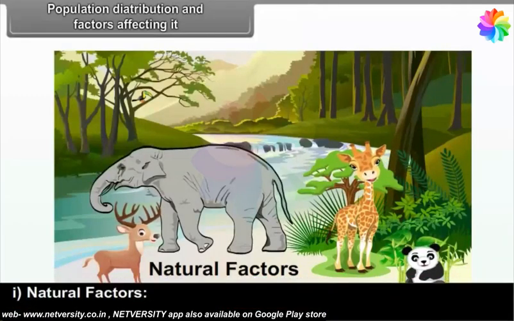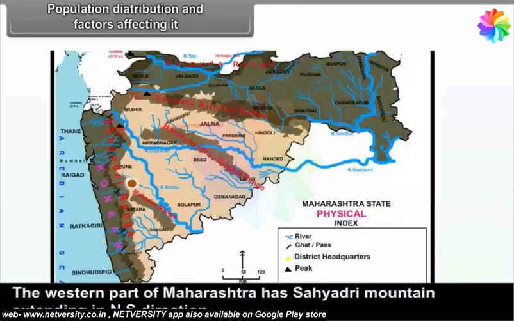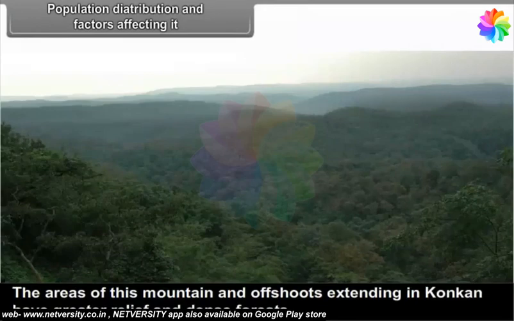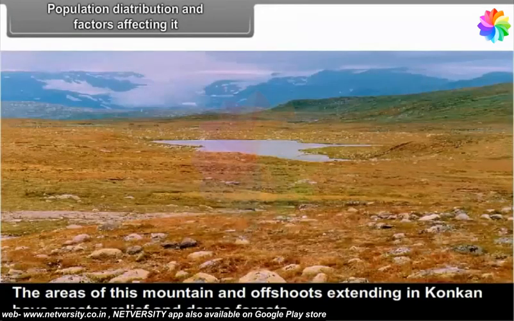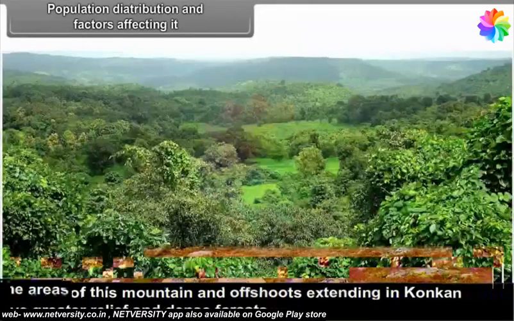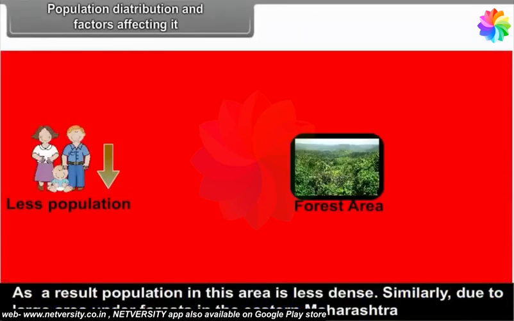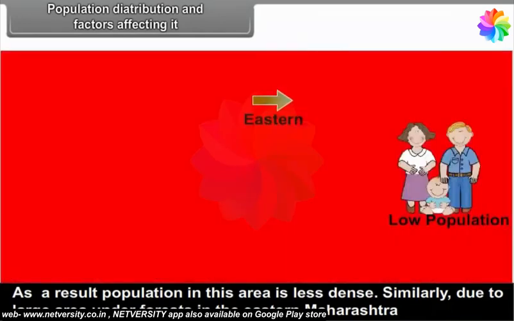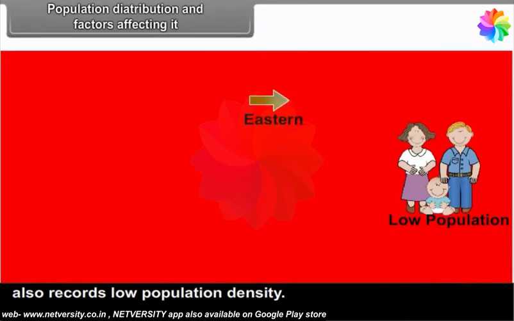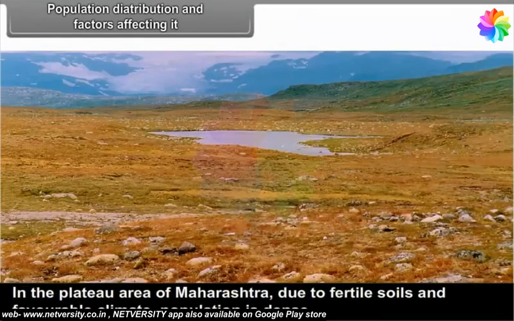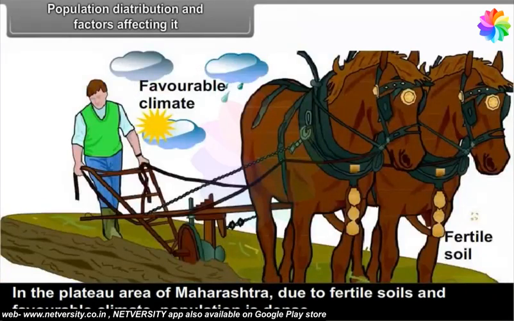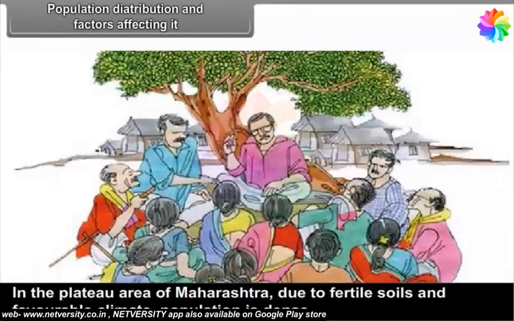Natural factors. The western part of Maharashtra has the Sahyadri mountain extending in the north-south direction. The areas of this mountain and offshoots extending in Konkan have greater relief and dense forests. As a result, population in this area is less dense. Similarly, due to large area under forests in eastern Maharashtra, it also records low population density. In the plateau area of Maharashtra, due to fertile soils and favorable climate, population is dense.